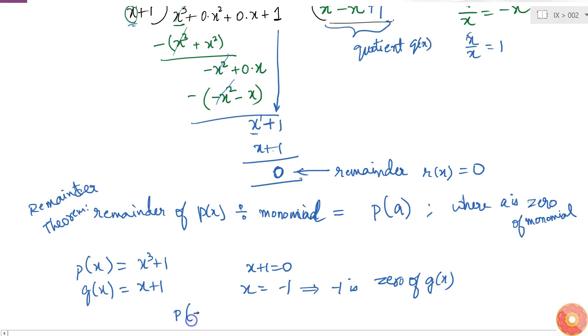So what will be the remainder of p of x when divided by g of x? That will be simply p of minus 1, correct? What is p of minus 1? That is minus 1 cube plus 1, which is the same as minus 1 plus 1, which is 0. As you can see, you can get 0 by both ways. Therefore, this is a faster method if you have to divide a polynomial by a monomial.